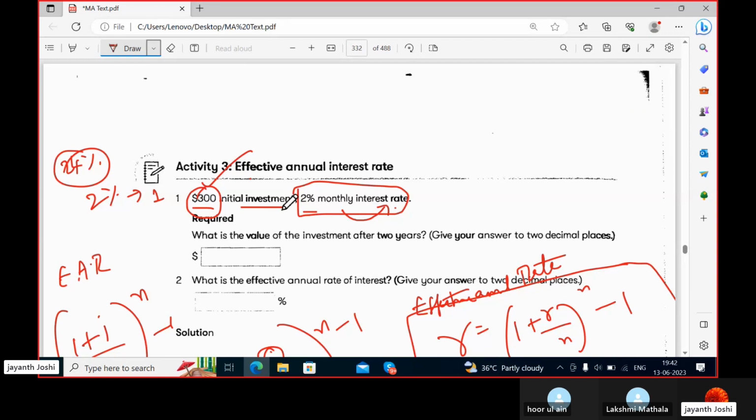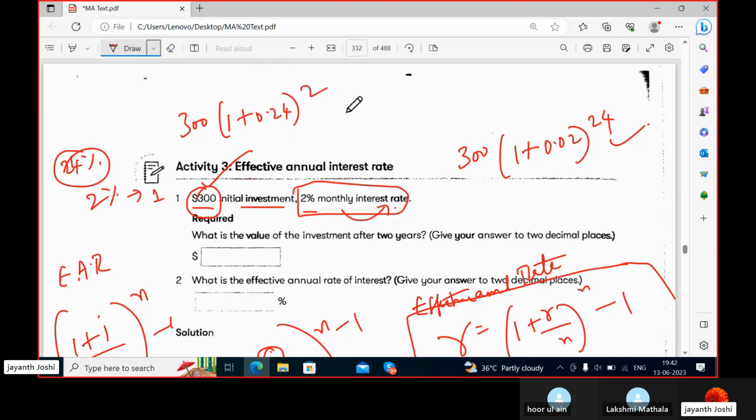So what is the value of the investment after 2 years? We will take 300 into (1 plus 0.02) whole power 24. Finished. Why am I taking 0.02 whole power 24? If I want, I can do this in another method. I can take 300 into (1 plus 0.24) whole power 2. Why? Because 2% monthly rate is 24% per annum. Then I can take 2 years.